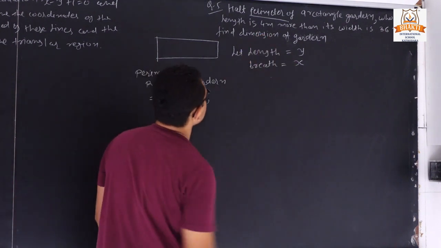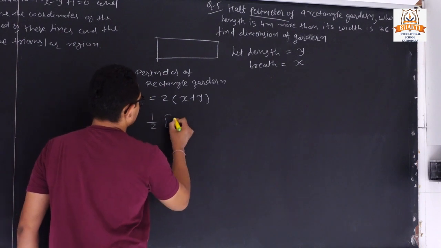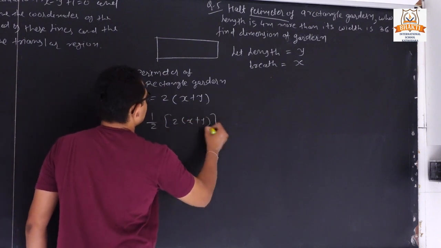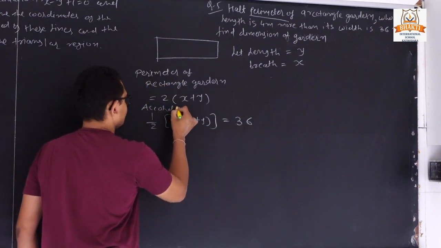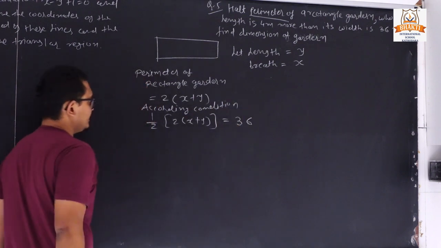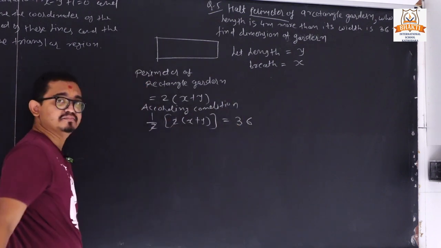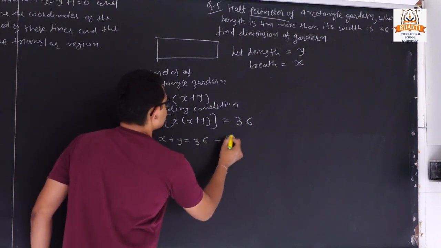So first condition, see that half perimeter of the rectangle is 36 according to our condition. So now we can simplify. These two cancel. So x + y = 36. It is our equation number 1.